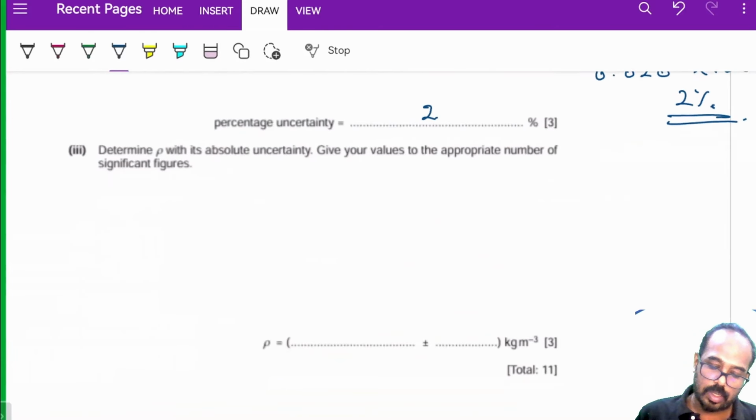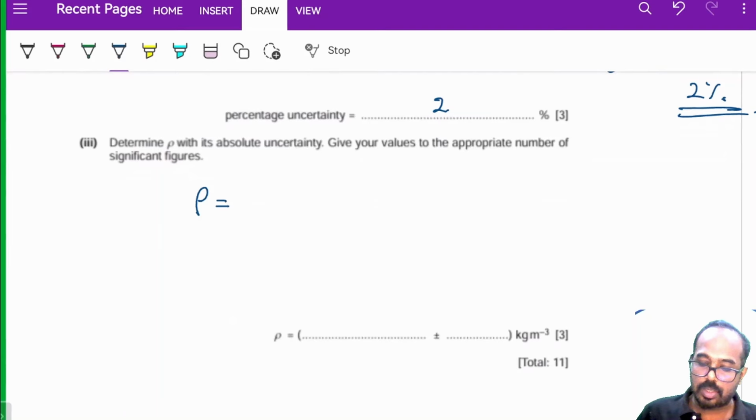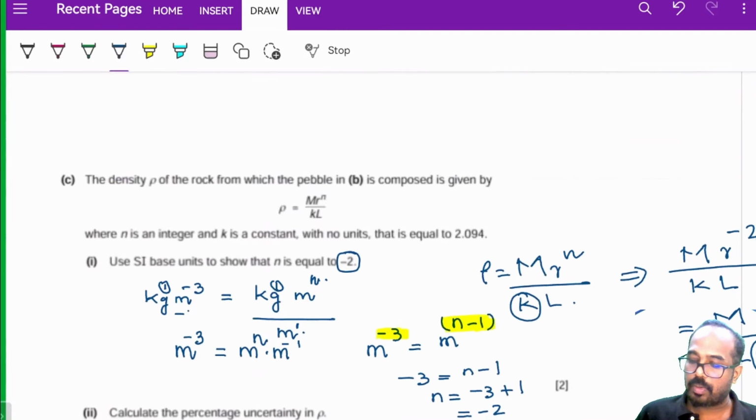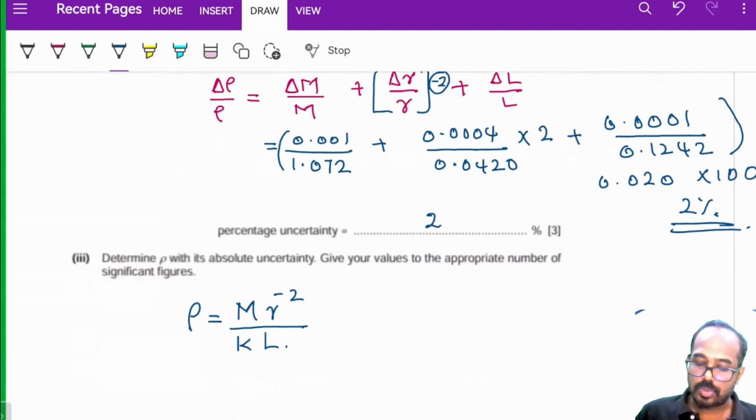Next part, determine density with its absolute uncertainty. Give your values to appropriate number of significant figures. Significant figures you need to always take care of, okay? So density is equal to M R to the power minus 2 upon K L, right? That was the equation. M R to the power N upon K L, okay? So you substitute all these values.